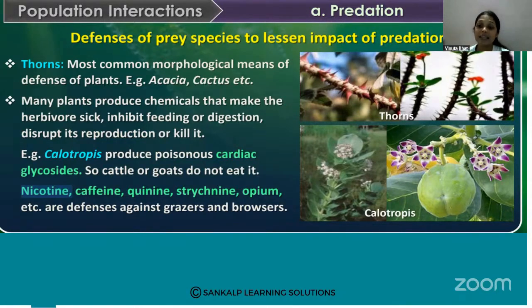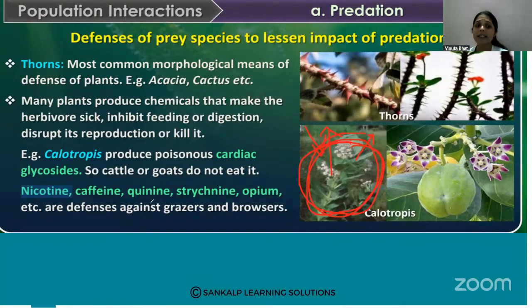So that is because they know some chemicals are present in that plant. One example: Calotropis produces poisonous cardiac glycosides, so cattle or goats do not eat it. Calotropis is shown here, and commonly it is called the Ekke plant. If animals like goats or cows feed on this, they may get cardiac arrest because some cardiac glycosides are present in it. So the herbivores do not feed on this plant. That is the defense mechanism developed in this plant.